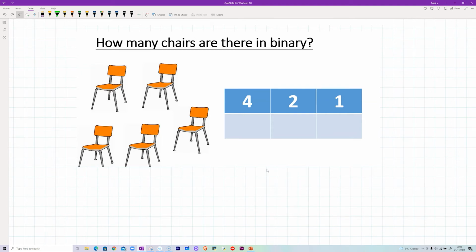Right then, so we can see 5 chairs in decimals. We're going to convert that into binary. You can see you've got 5. So how many 4s can you fit into 5? Well, 1. So that's used, that's used, and that's used, and that's used. We've got 1 chair left. How many 2s can you fit into 1? 0. How many 1s can you fit into 1? Well, there is 1. So 101 chairs.